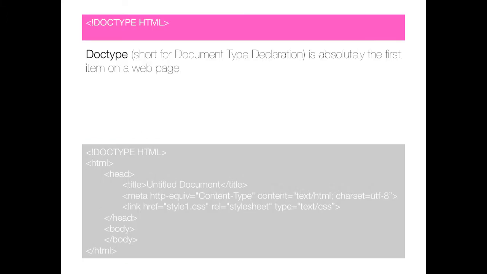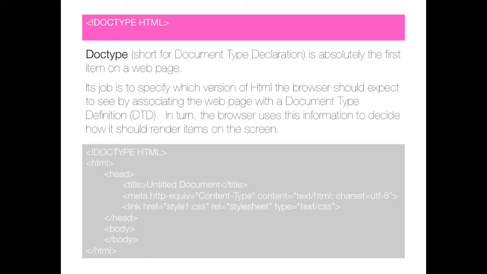Doc type. Doc type is short for document type declaration, and it is absolutely the first item on a web page. Its job is to specify which version of HTML the browser should expect to see by associating the web page with a document type definition. In turn, the browser uses this information to decide how it should render the items on the screen.